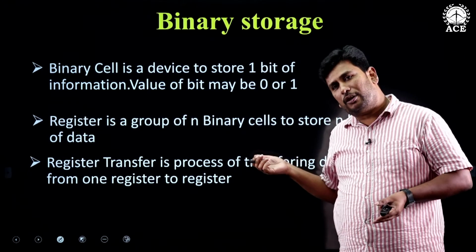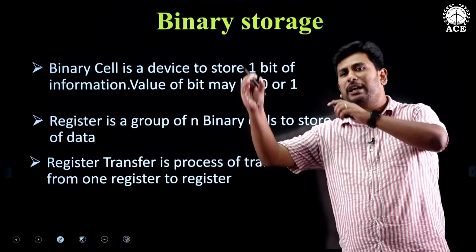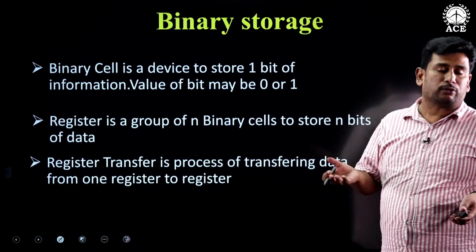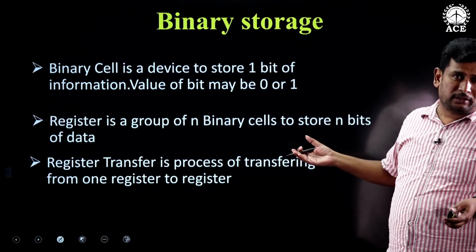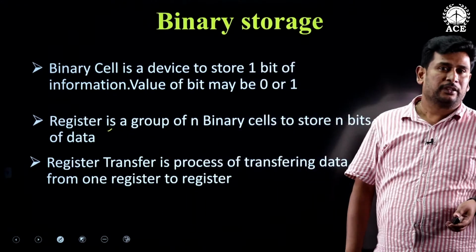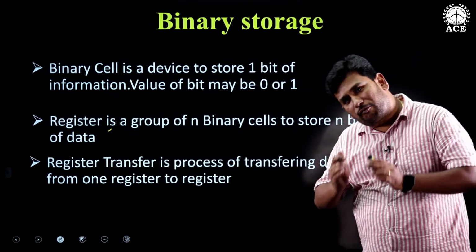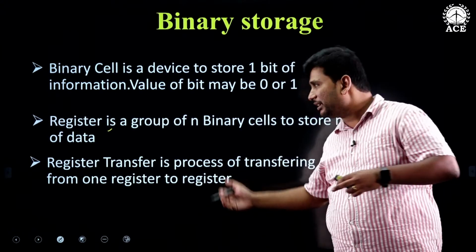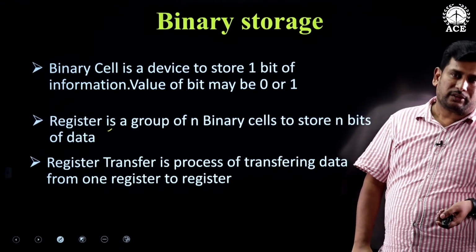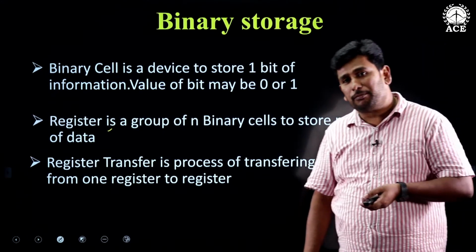The bit can be 0 or 1. For a group of binary cells, if I have 5 binary cells, I can store 5 bits of data. So that group of 5 binary cells is called a register. And when you are moving your data from one binary cell to another binary cell inside the register, you call it register transfer. These are some of the very important topics.